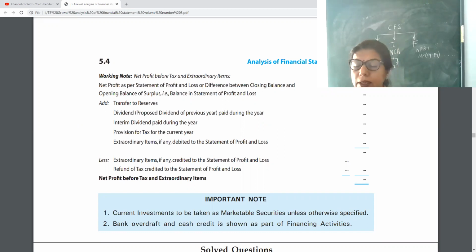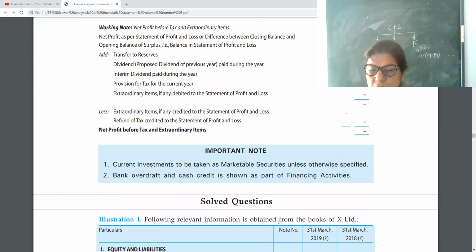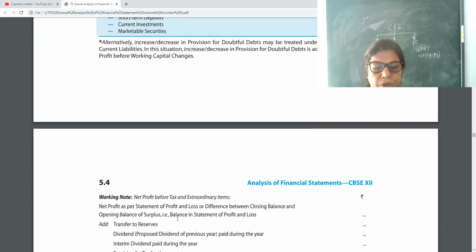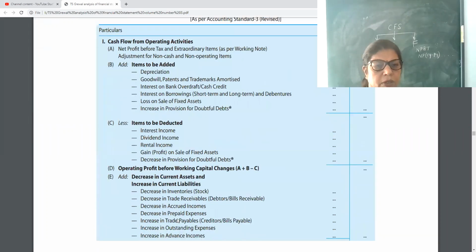Don't take them as current liabilities. See, these are current liabilities, but while making cash flow statement, these are to be taken as financing activities. Why? Because bank overdraft and cash credits are also source of finance. That's why they are taken to financing activities. Okay, from tomorrow we will start numerical, but before it, I want to show you the treatment again.